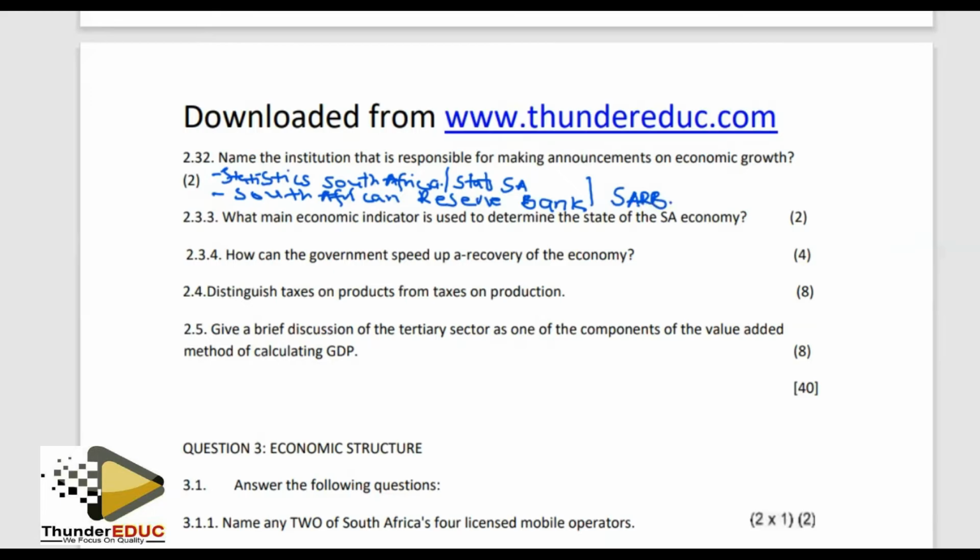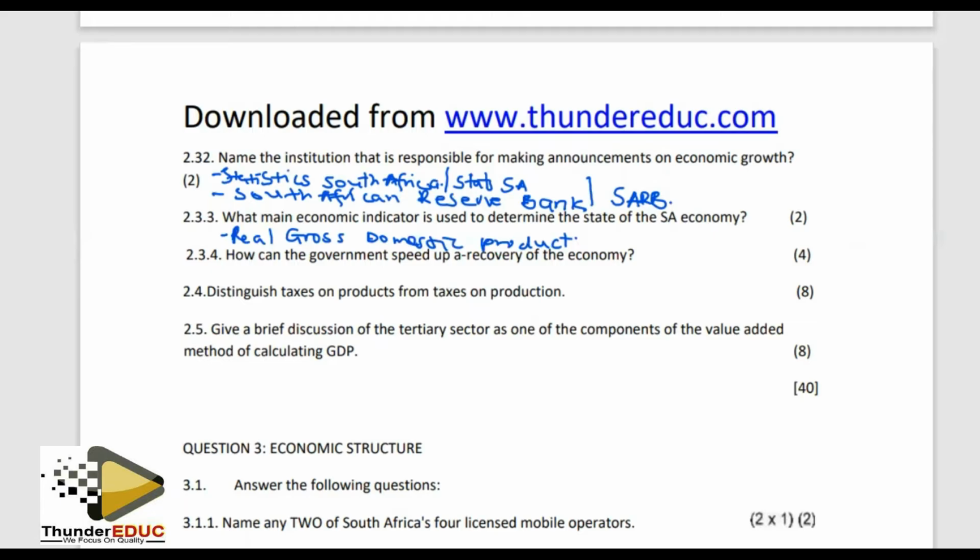Another question says, what main economic indicator is used to determine the state of the South African economy? The economic indicator that we always use is the real gross domestic product, real GDP.